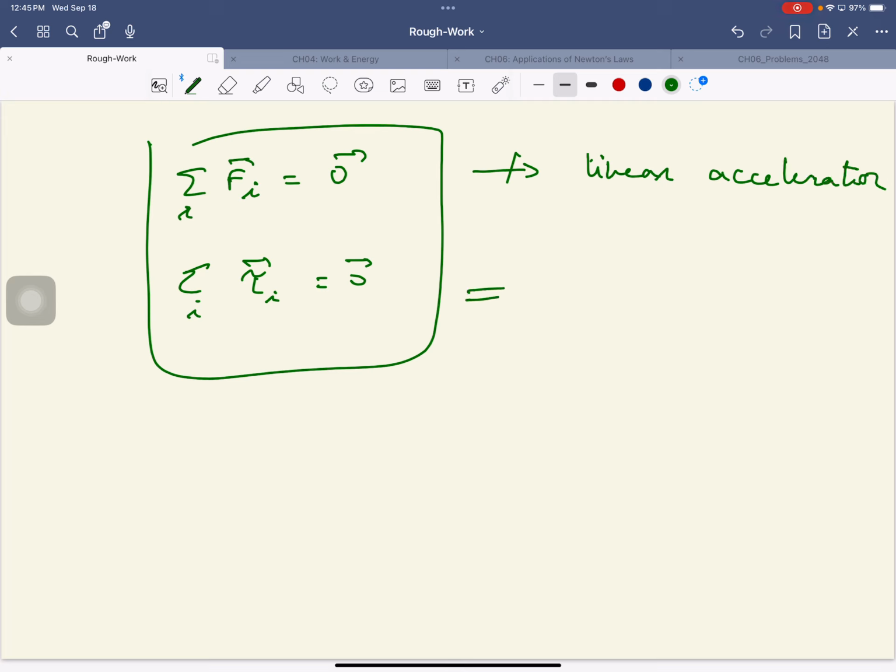And no angular acceleration. Okay, so for extended objects to be in static equilibrium, for a bridge to be in static equilibrium, these two equations need to be true. And you will have a course later on called statics, which is entirely based on these two equations. Okay? So as engineers, you'll all be doing a statics class based entirely on these two equations.